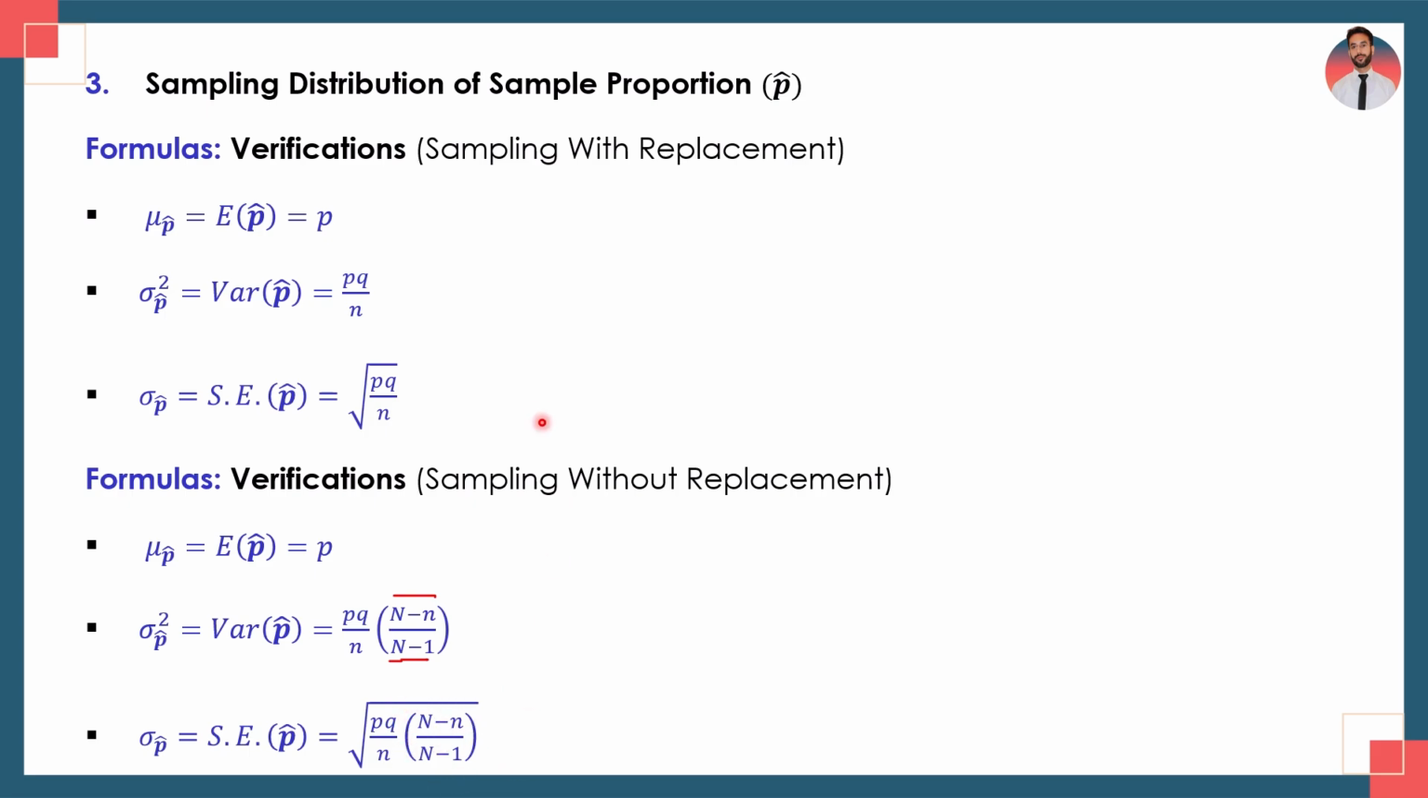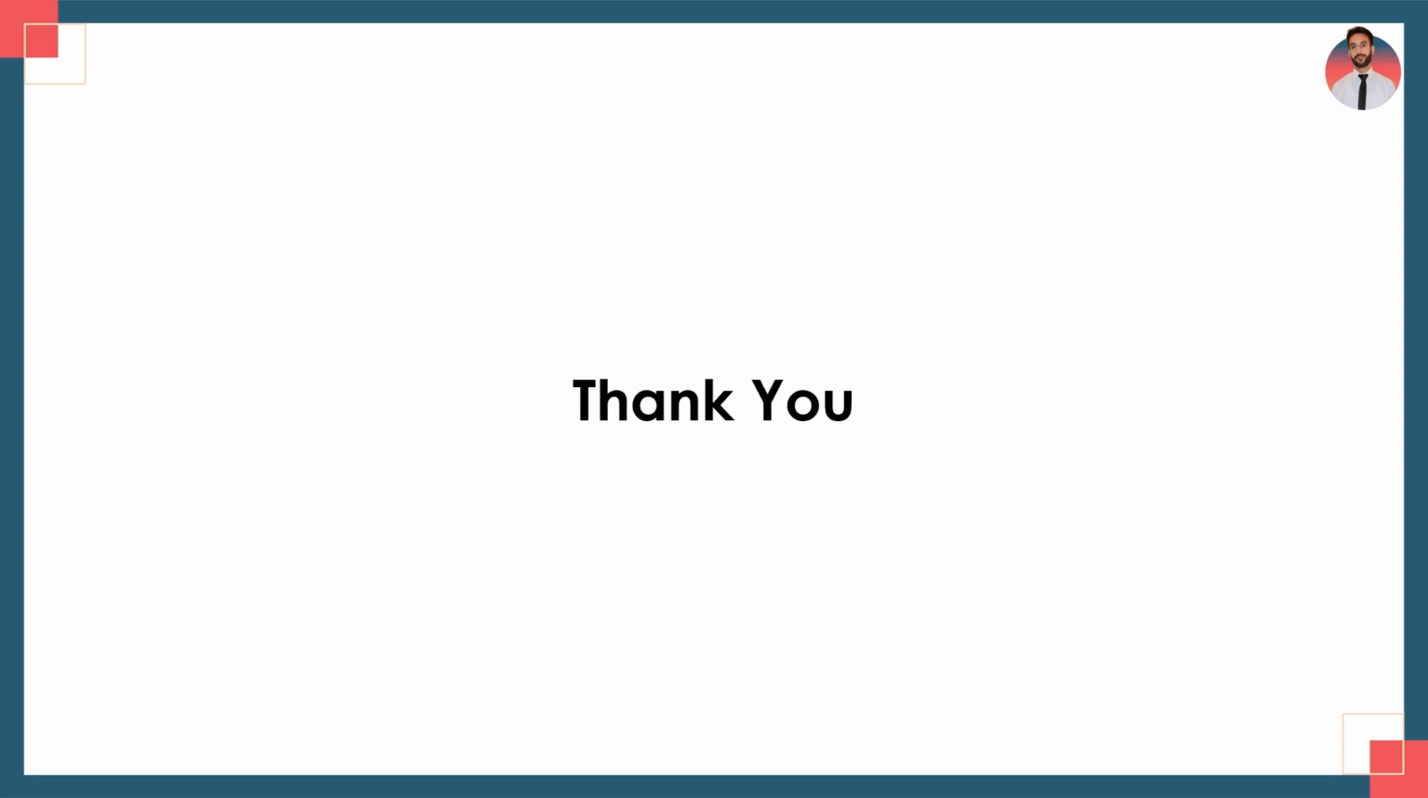And these are the verifications for sampling with replacement and without replacement using sampling distribution of sample proportions p hat. Now students, in this lecture the complete structure of the sampling distribution of sample proportions p hat has been discussed. Notations, formulas and verification formulas are discussed.